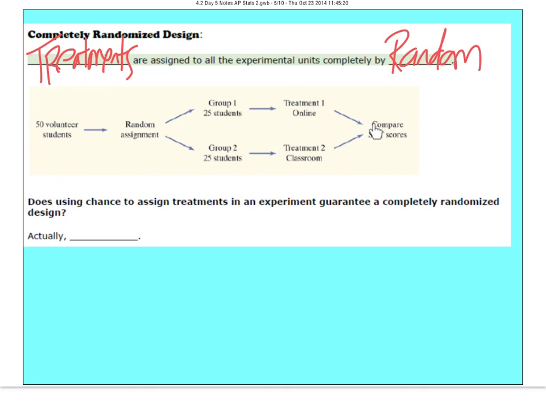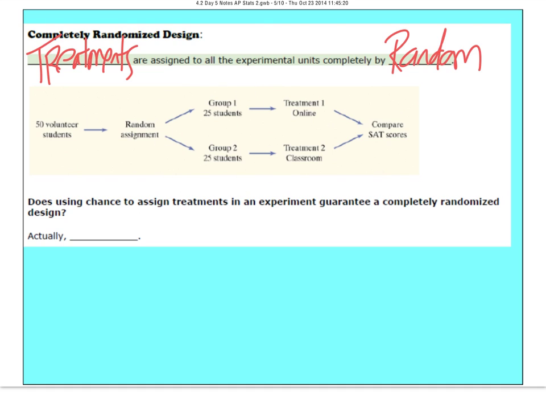They want to know at the end, did the online versus the classroom actually make a difference in their SAT scores? So the treatment is really the learning method of SAT prep, and the response they're looking at is the SAT scores as they compare them. Now let's go back to how they created the random assignment of the two groups.